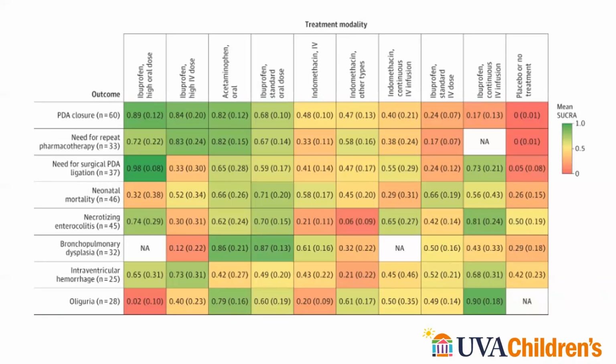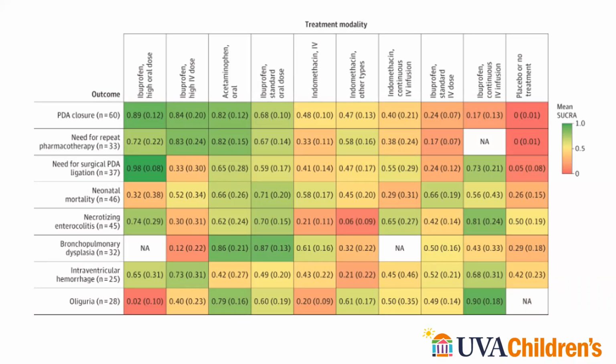So they provided a slide like the previous one for every outcome and every adverse event that they looked at in the meta-analysis. And then they took all the modalities and outcomes and created this heat map. For each outcome, the number of studies included in the analysis is in parentheses. For example, PDA closure: of the 68 studies, 60 reported that outcome.